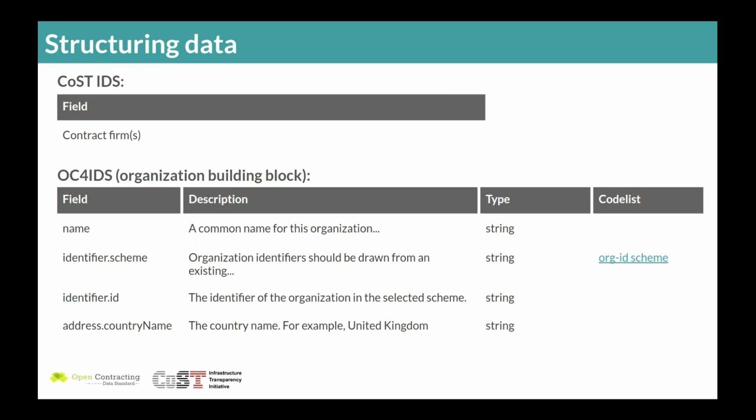And then if we look at the identifier scheme, this is a way to help us understand precisely what organization it is. So the scheme may come from a code list.